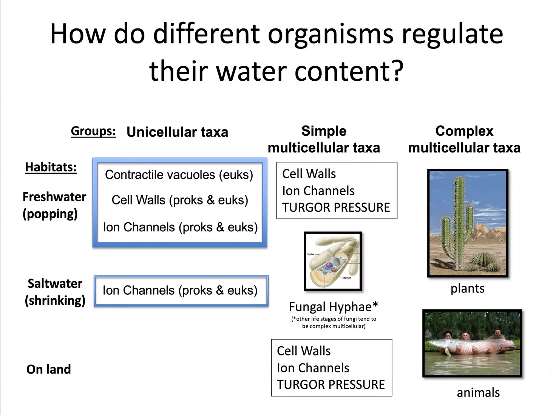So at this point, we've talked about unicellular taxa, we've talked about simple multicellular taxa, and the different adaptations that these different groups have to deal with different habitat types. What we're going to talk about now is start moving into the complex multicellular taxa. And in these next few lectures, we'll be talking about plants.